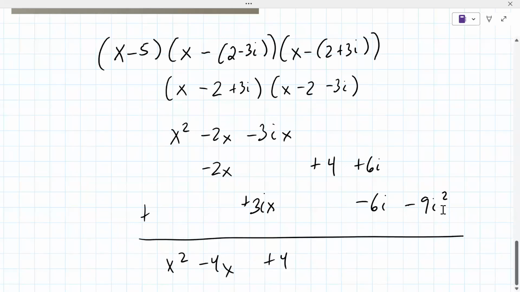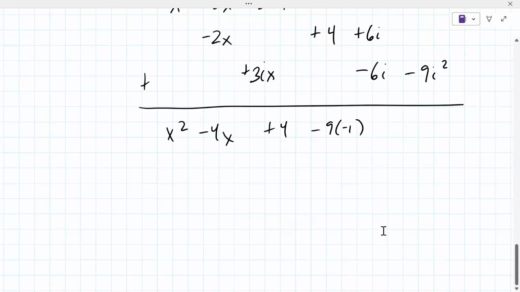Now, what about this minus 9i squared? Do you remember what i squared is? Is it negative 1? It is. So it's really minus 9 times negative 1, which becomes plus 9. So x squared minus 4x plus 13. Is that okay? Yes. All right.